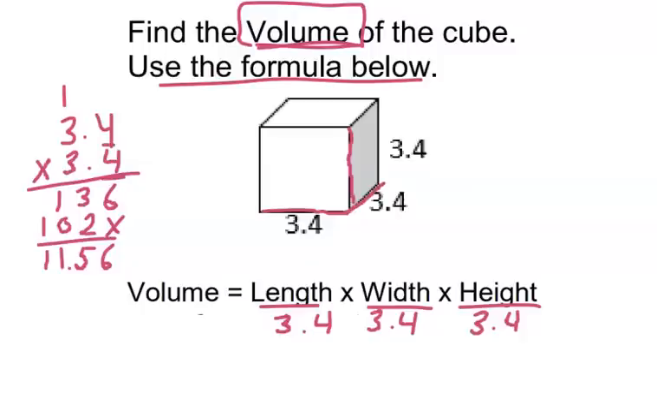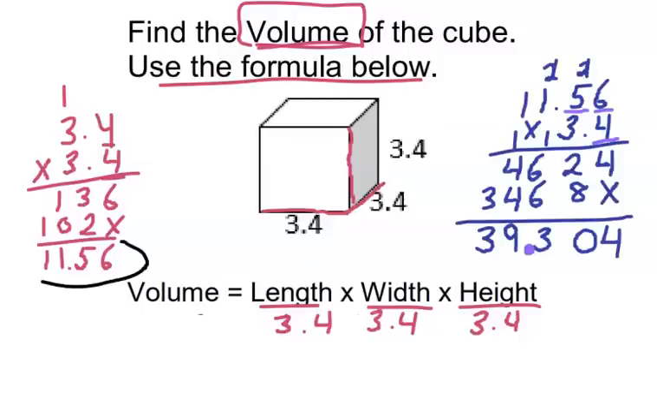So it's 1156. Okay, then we take the 11.56, bring it over here. 11.56 times 3.4 one more time gives us all of this. We have 39304. Move the decimal point over 3 places. So the answer is 39.304. So that's our answer for this one.